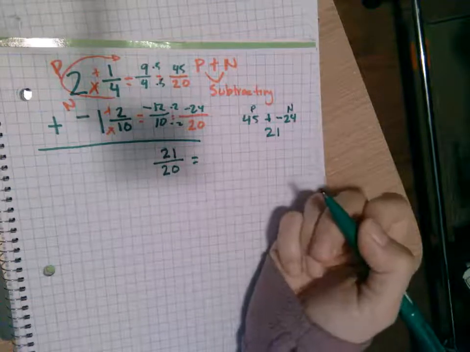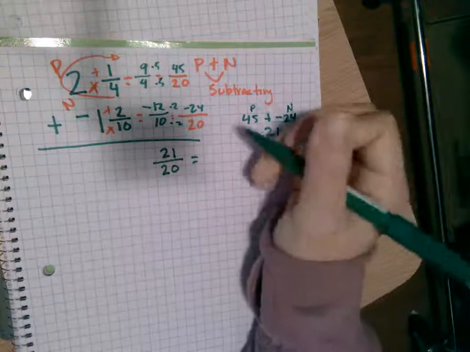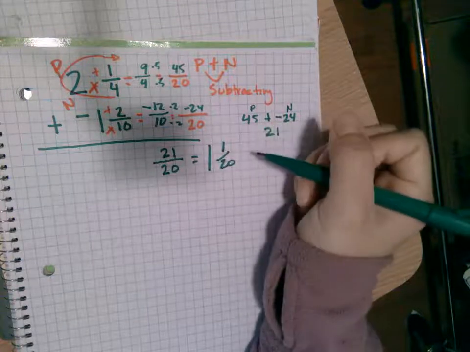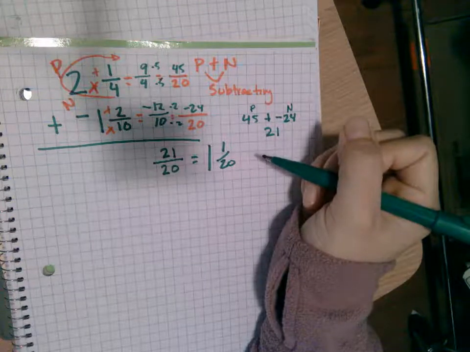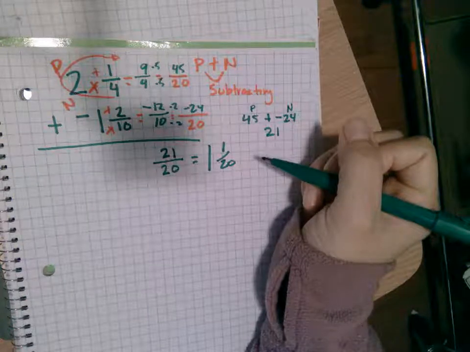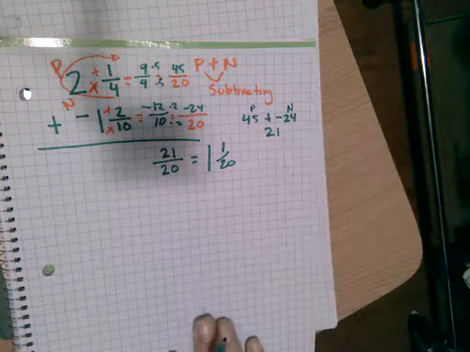Now, what does this turn into as a mixed number? 1 and 1 over 20th. Okay. Yeah, good.